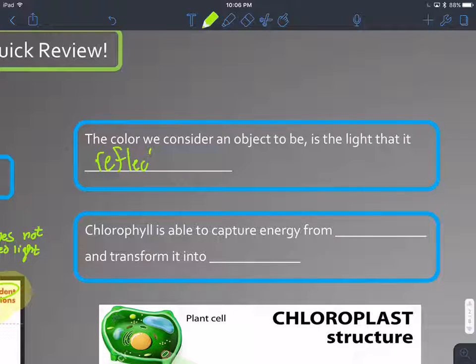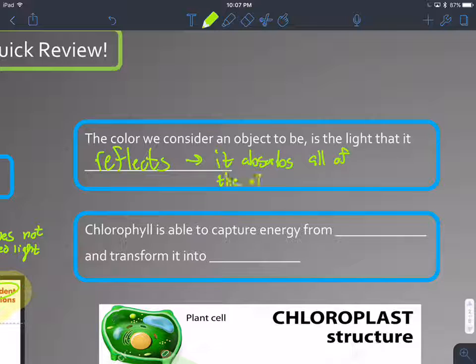It absorbs all of the other colors. And one pigment, one color that we specifically talked about, is chlorophyll, right? And chlorophyll is green. It gives plants their green color, and it allows them to capture energy from sunlight and transform it into food. So chlorophyll is the key to plants being able to make their own food and not needing to eat other organisms.